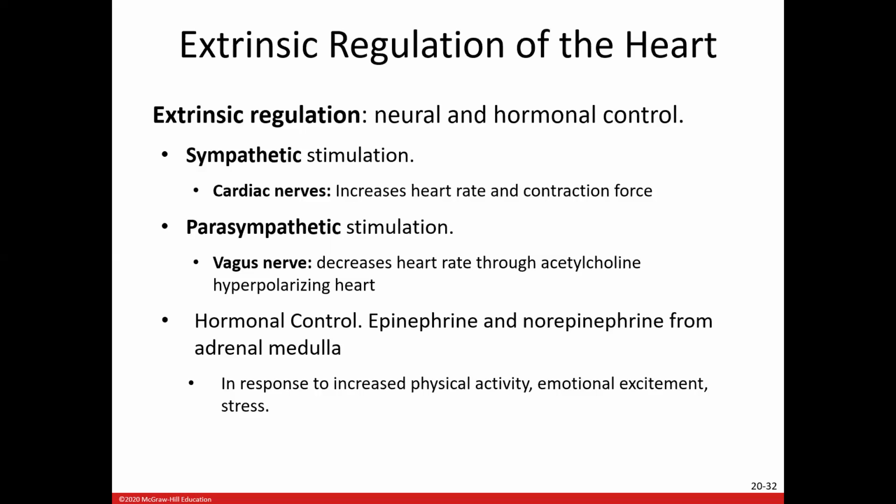Then we have hormonal control with the hormones epinephrine and norepinephrine that are released from the adrenal medulla within the kidney. So these will occur in response to any sort of physical activity, if we're exercising, or if there's any sort of intense emotions or stresses, those can release those hormones as well.